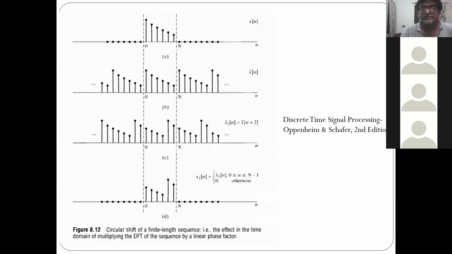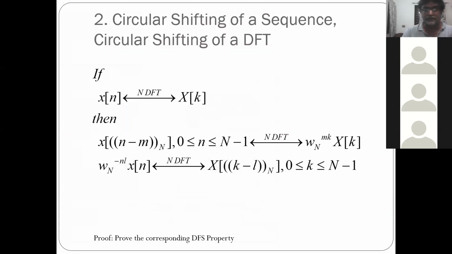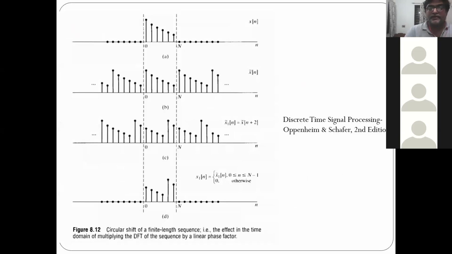Okay, so this is how the circular shifting was illustrated. Now we will need the circular shifting to deal with a very important, in fact, the most important property of discrete Fourier transforms, which is known as the circular convolution property.